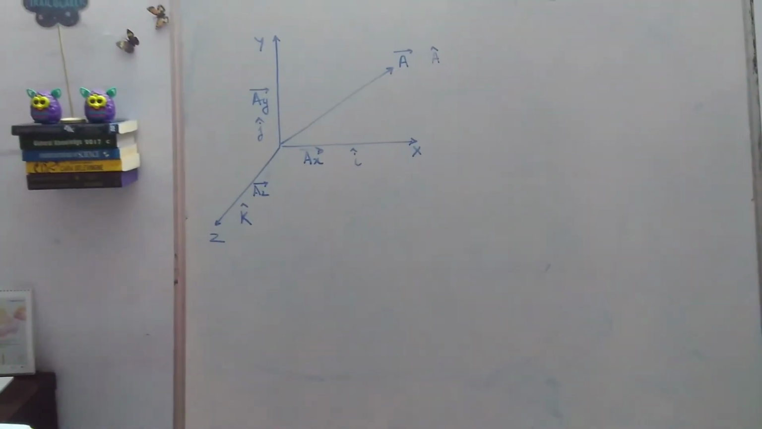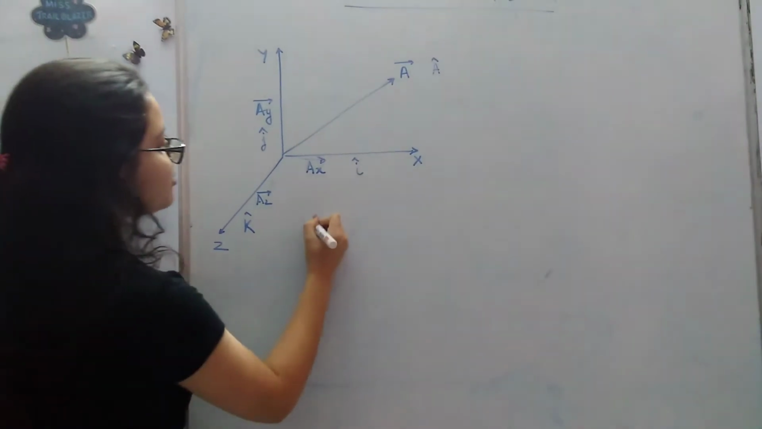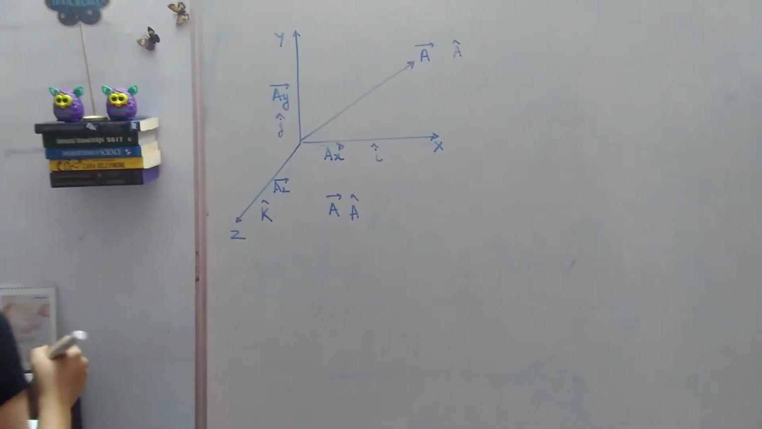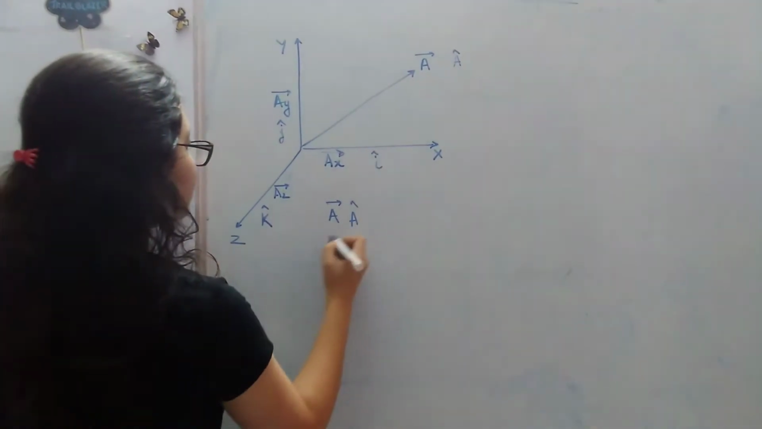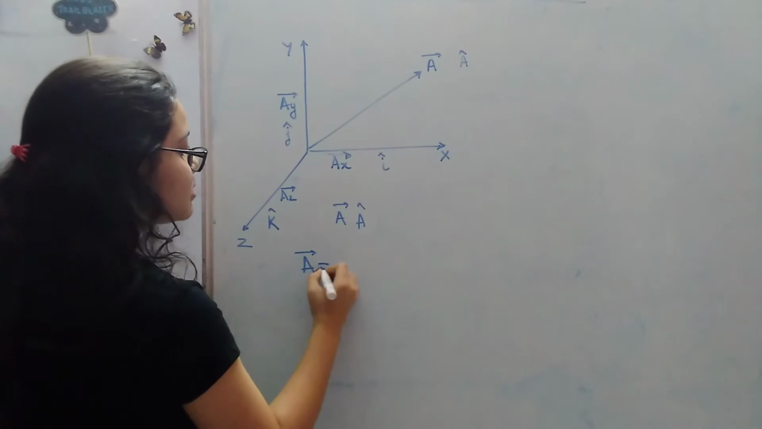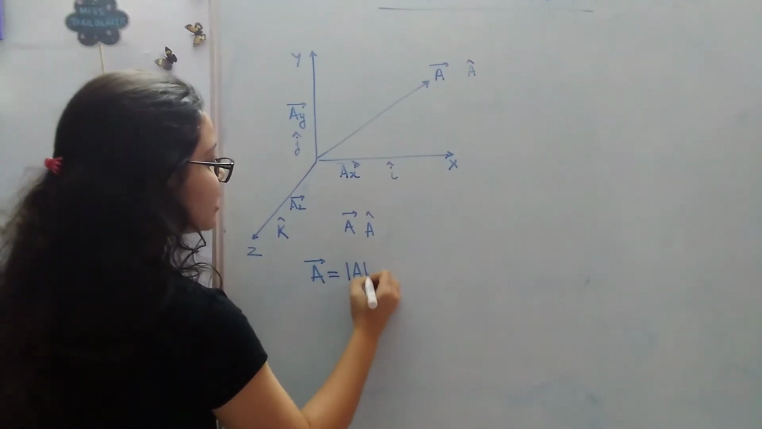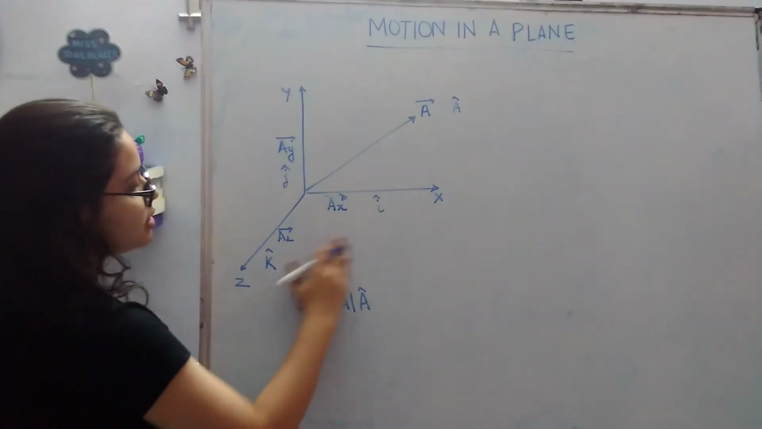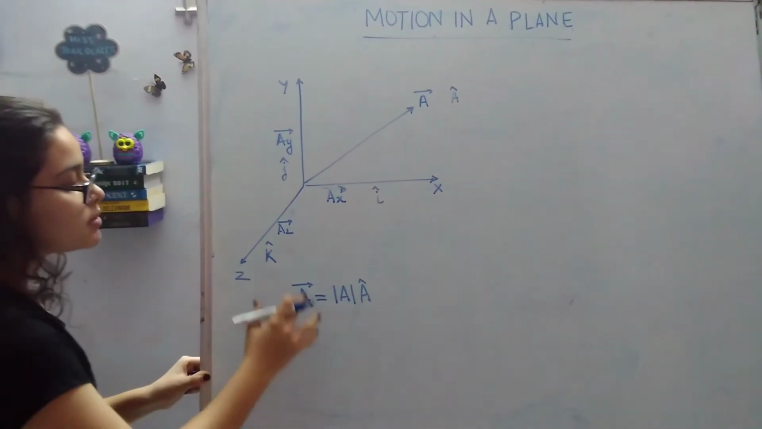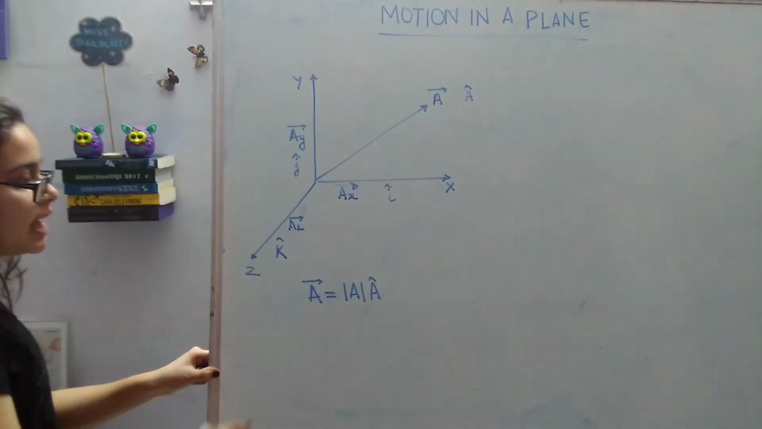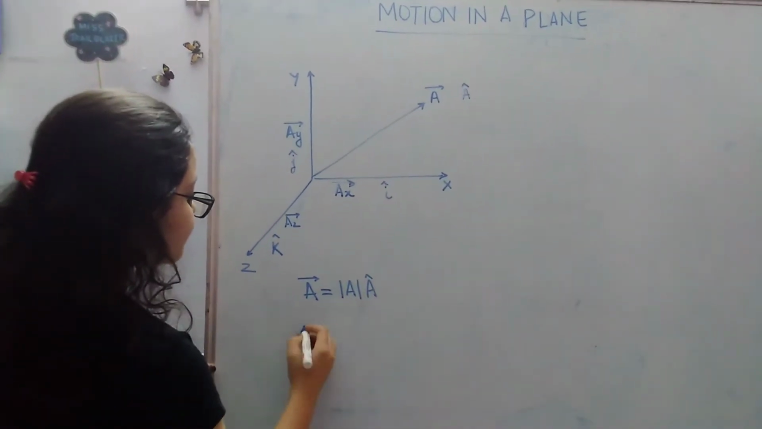So now if I were to write, I said that every time you write a vector, you will write an associating unit vector with it. So a vector can be described as the magnitude of that vector into the unit vector. This is the overall definition of a vector. A vector is the magnitude of that physical quantity into a unit vector.